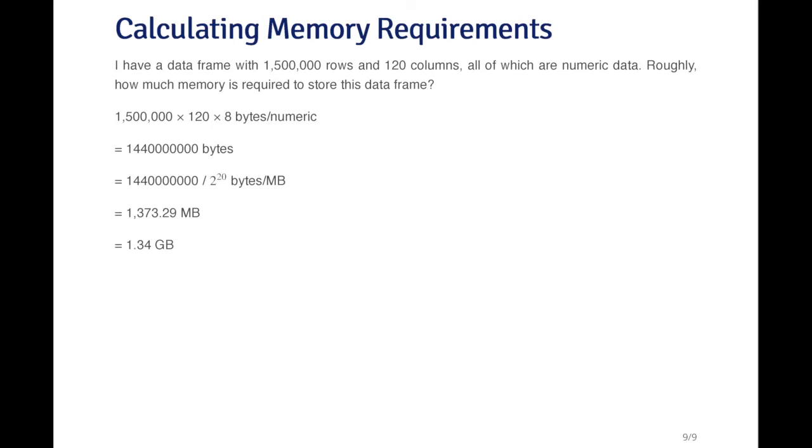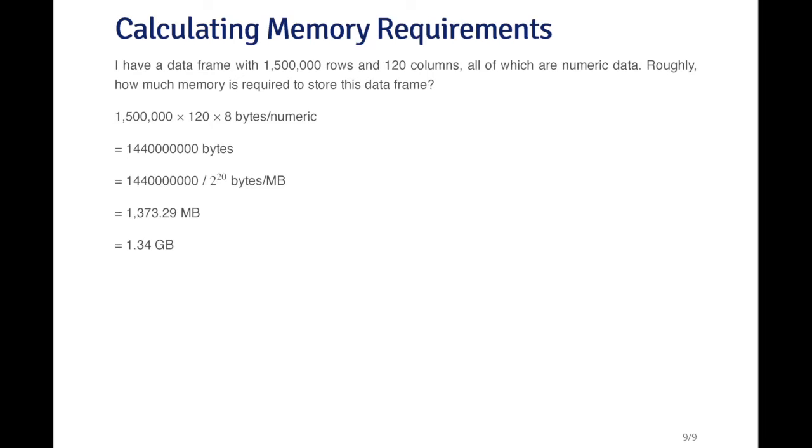So if you want to do a rough calculation before you read a table into R, using the read.table or the read.csv function, you can do a very quick calculation. Suppose I have a data frame with 1.5 million rows and 120 columns. This is not a particularly big data set, but it's reasonable. Suppose all the columns are numeric, so I don't have to worry about different types of data. The question is, how much memory is required to store this data frame in memory?